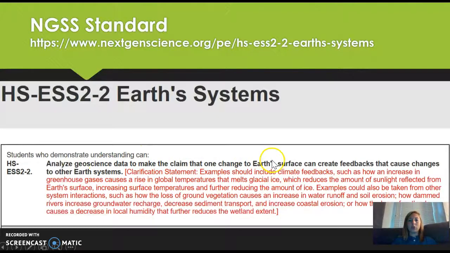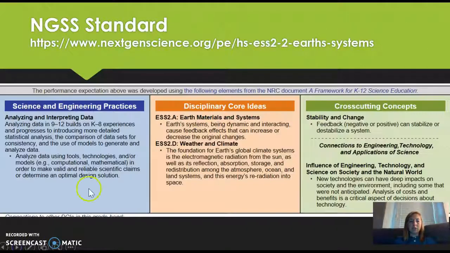So I was really focusing on the fact that when we change the Earth's landscape, which is what we do, this is actually changing Earth's system of water infiltration. Specifically, it states here that examples could also be taken from other system interactions, such as how the loss of ground vegetation causes an increase in water runoff and soil erosion. Below this standard, it relates to science and engineering practices, core ideas, and then cross-cutting concepts, which I thought was really relatable and really focuses on some of the readings that we've done with our STEM education class so far.